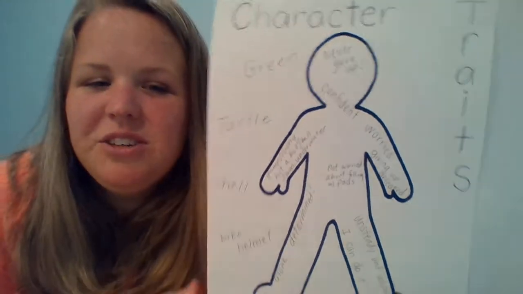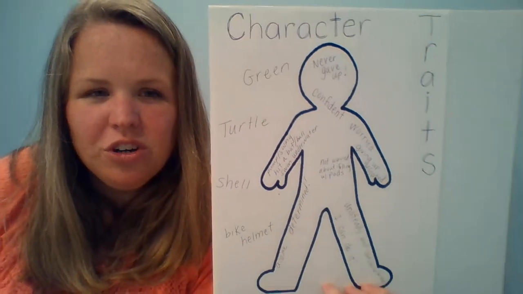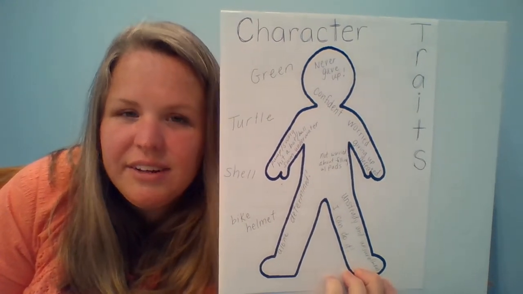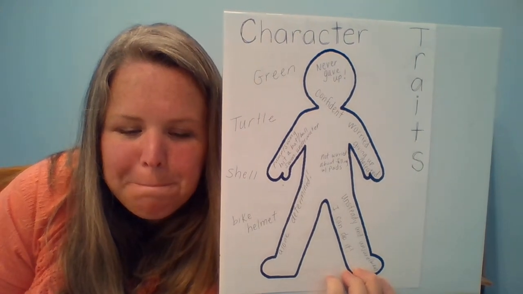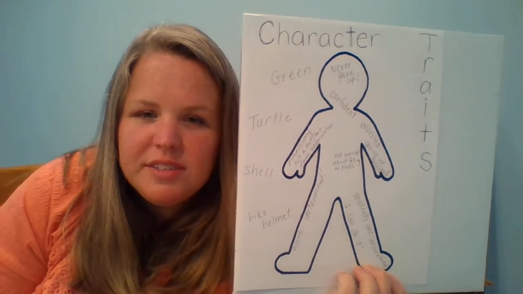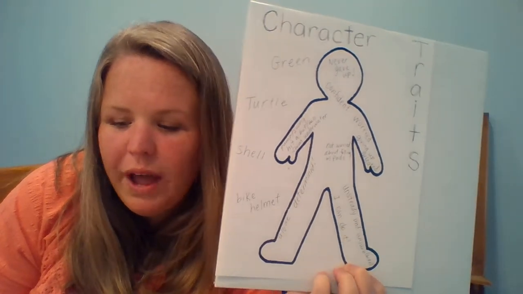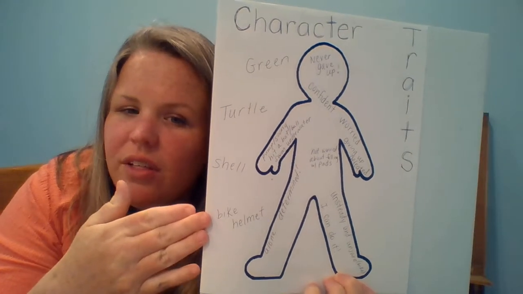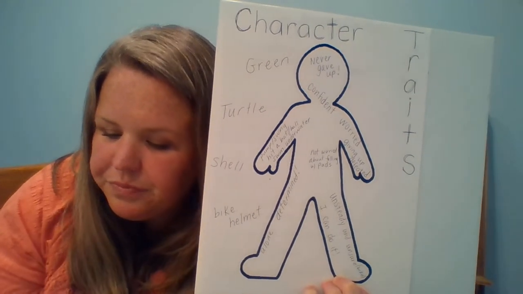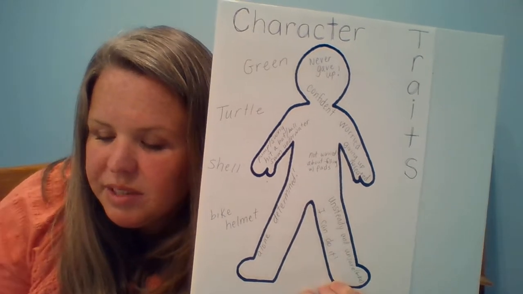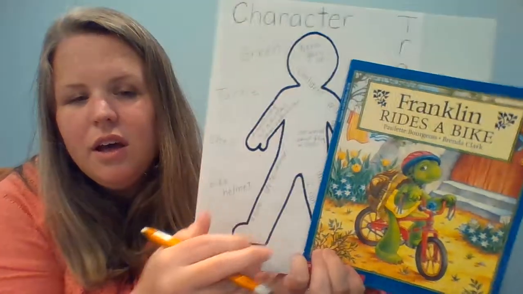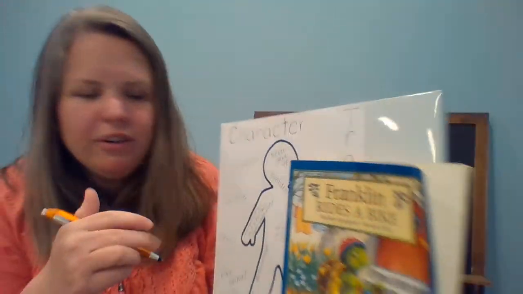So, a great story to talk about character traits. I just want to show you our chart one more time. These character traits, remember, are inside and outside character traits. Our outside character traits are things that we can see. So, for example, the way that Franklin looked. Okay, he is green, a turtle, he has a shell, he has a bike helmet. And now I'll go back to some of the things that I noticed from even just the front cover. I can show you this up here. He has brown eyes and red fingernails, so I'm going to add those over here.